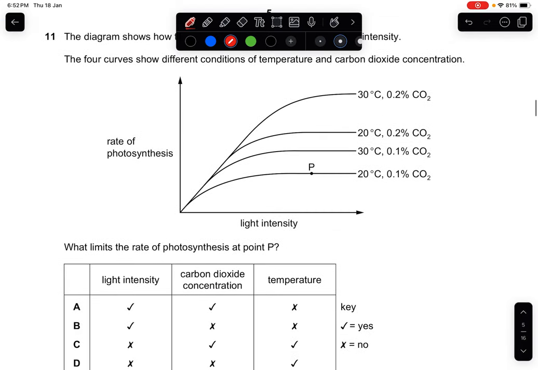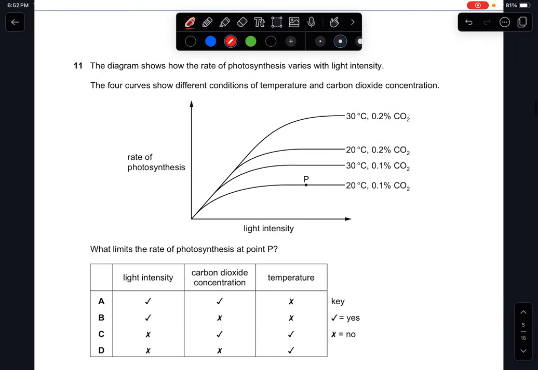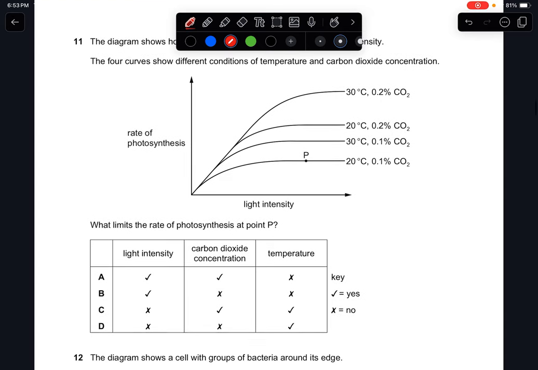Okay, question 11. Oh, very similar. The diagram shows how the rate of photosynthesis varies with light intensity. The four curves show different conditions of temperature and carbon dioxide concentration. So we have different concentrations here. But what limits the rate of photosynthesis at point P? So let's see what the limits are. Okay, light intensity, carbon dioxide concentration and temperature.